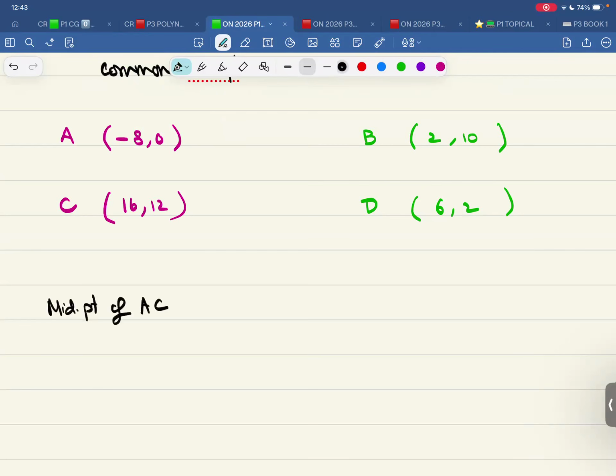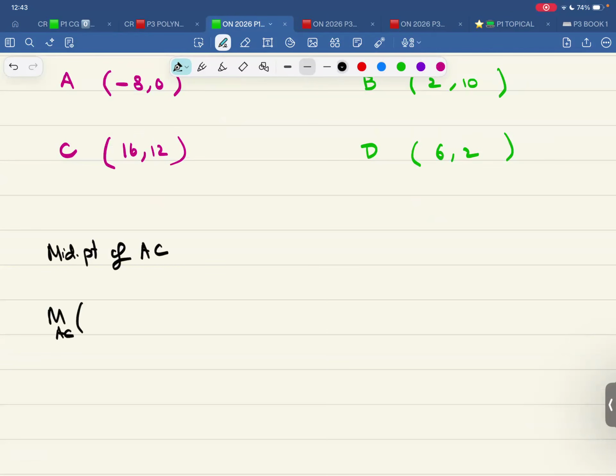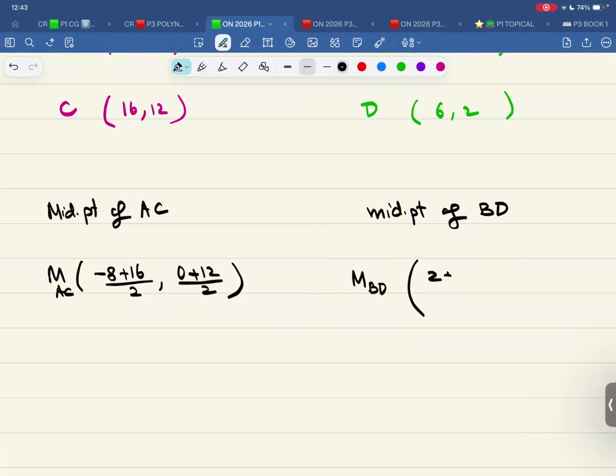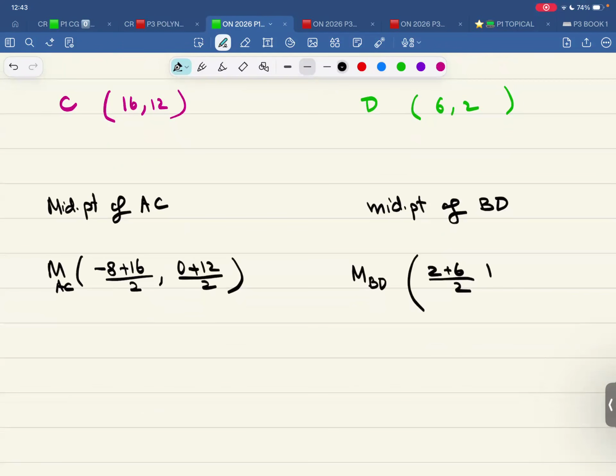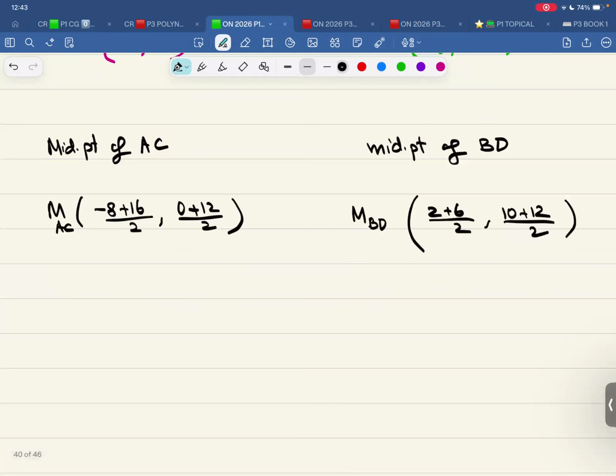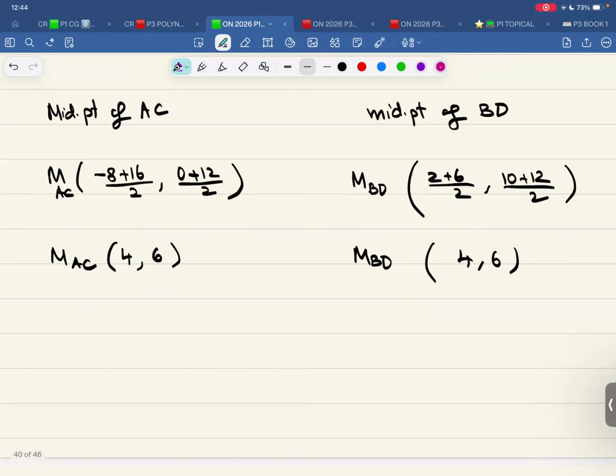of AC. So the midpoint of AC should be (negative 8 plus 16) divided by 2, (0 plus 12) divided by 2. Similarly, let's calculate the midpoint of BD. So the midpoint of BD should be (2 plus 6) divided by 2, (10 plus 2) divided by 2. This is 8 over 2, which is 4. This is 12 over 2, which is 6. This is the midpoint of AC. The midpoint of BD is 8 over 2, which is 4, comma 6. So the second thing is also proven.